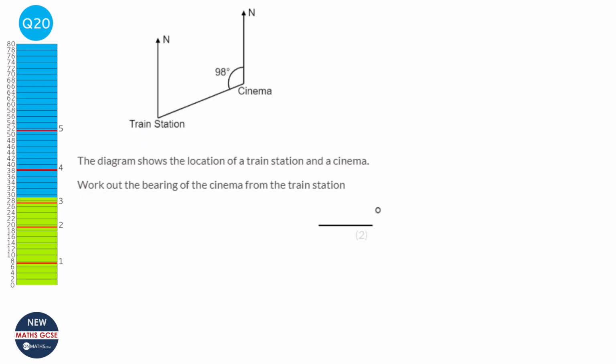So the question asks us to work out the bearing of the cinema from the train station. So from the train station means we're at the train station and we're looking at the bearing, which are always from north going clockwise, of the cinema. So it's this one here. To be able to do that, we need to remember a few bits about parallel lines. So we've got a parallel line here, and all lines pointing north are always parallel. And these angles make a kind of C with the parallel lines. We need to remember that they are interior, allied, or co-interior, depending on how you say it, but they are interior angles. And what we know about interior angles is that they add up to 180.